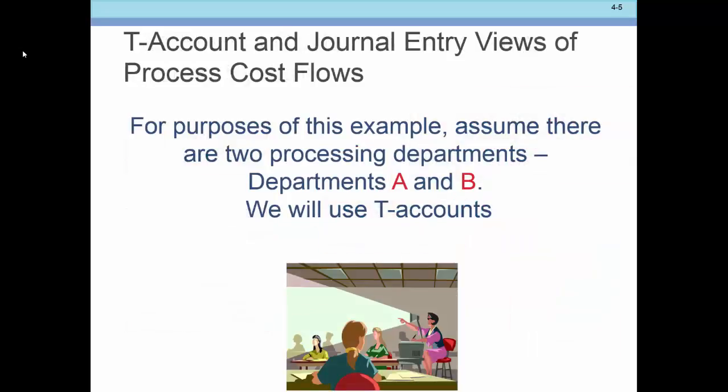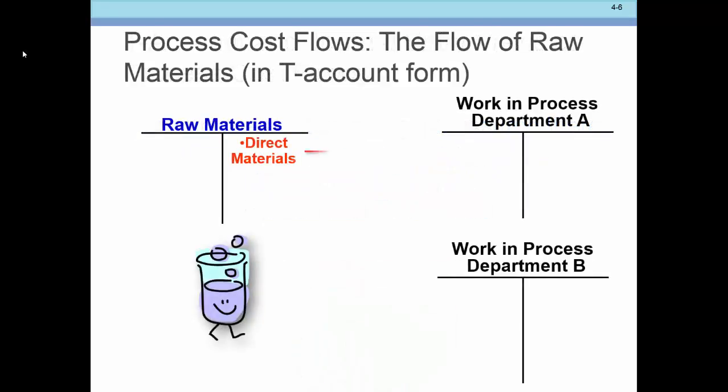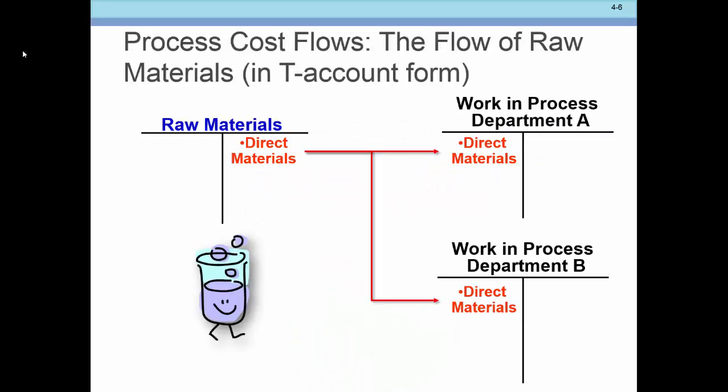So let's go ahead, and what we're going to do in this example is see how we would track those costs through our accounting system, using T accounts and using journal entries to see how those costs flow. You're going to see it's very, very similar to what we said for job order costing, but instead of the cost all going to the jobs, they're going to go from department to department. That's going to be the only difference, okay? So we'll still have raw materials, okay?